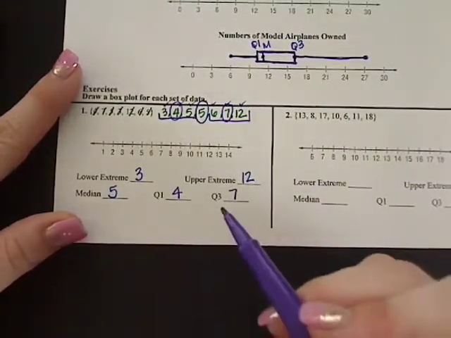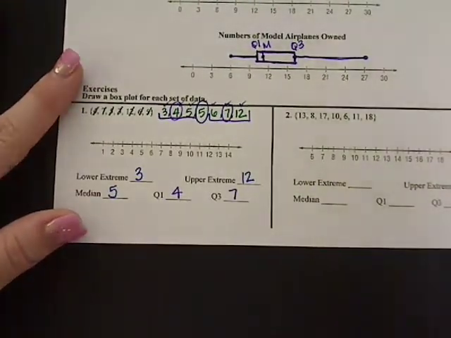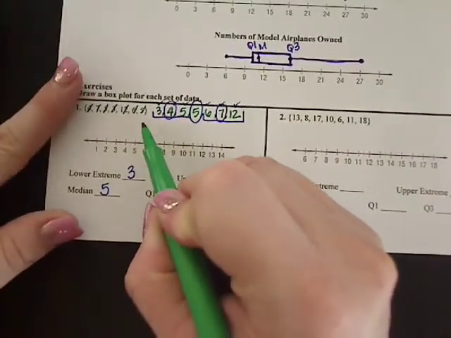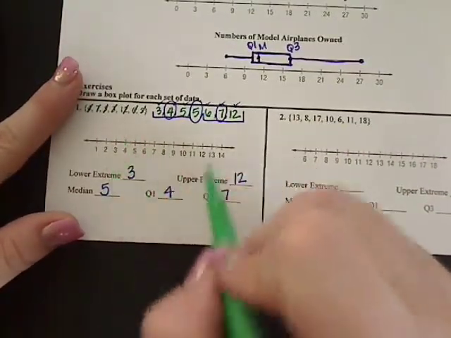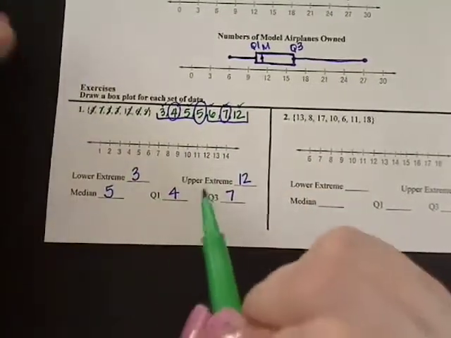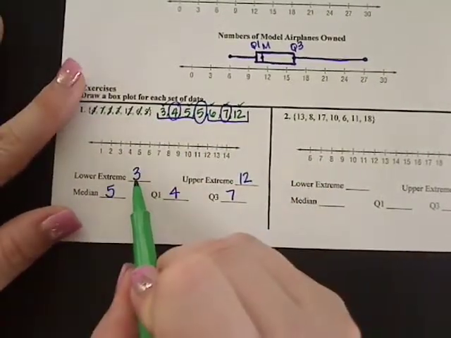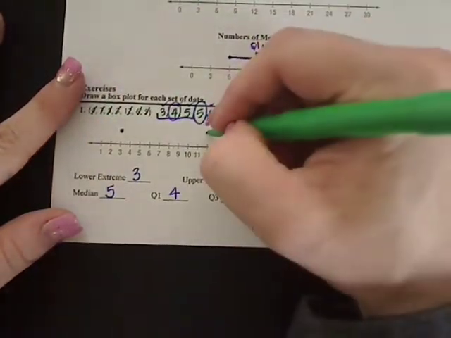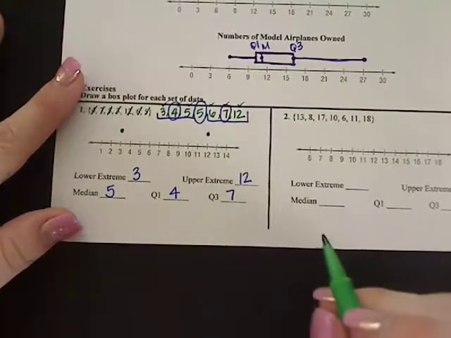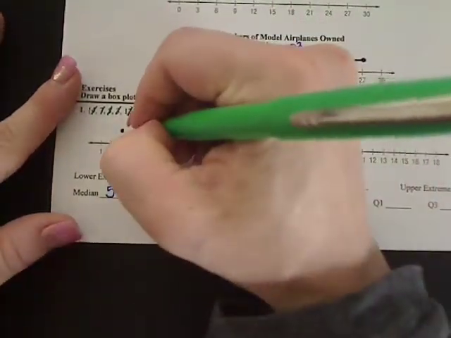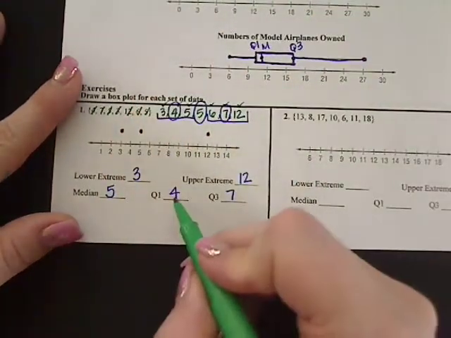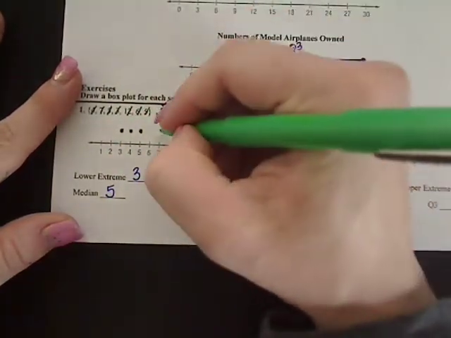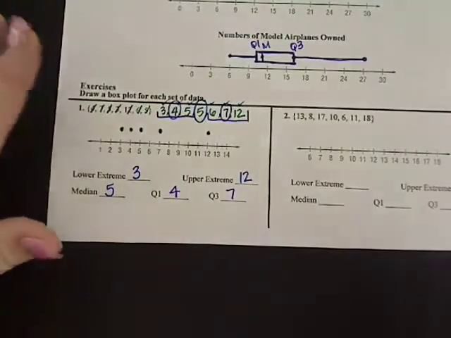So now that I have all 5 of my points, I can go ahead and graph my box plot. So remember, as we're putting dots, we're going to put them above the number line. We don't want to put it right on it because then our graph is on top of the number line and it's hard to read. So I'm going to put a dot at my lower extreme of 3, my upper extreme of 12, my median of 5, my quartile 1 of 4, and my quartile 3 of 7.